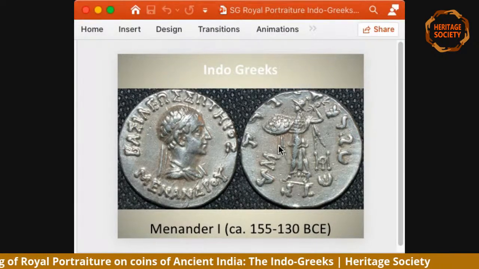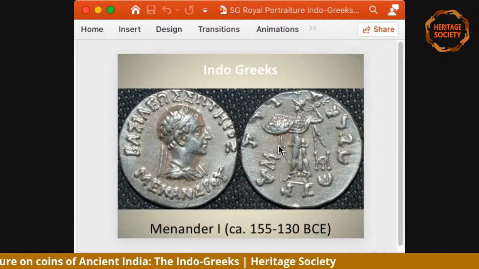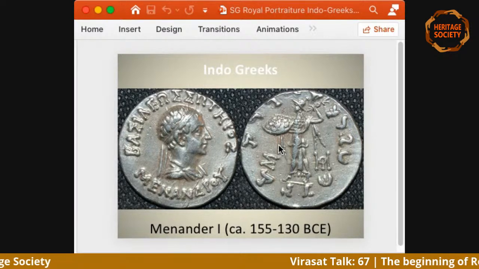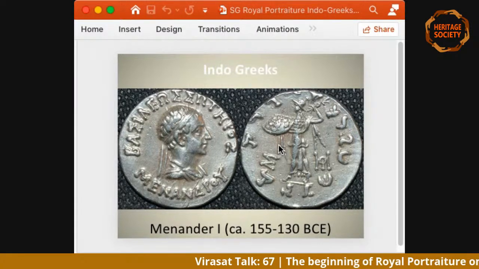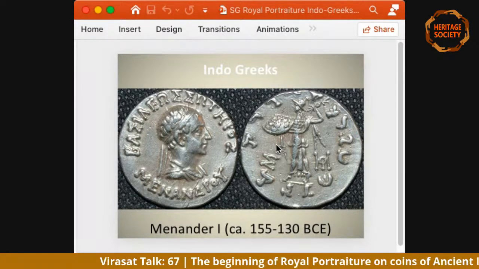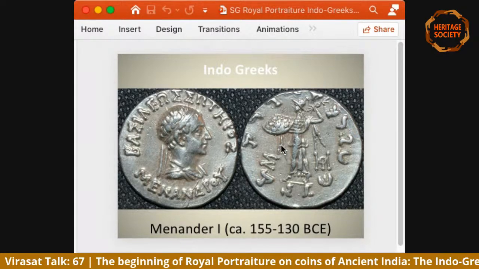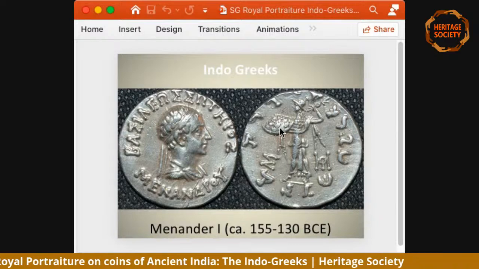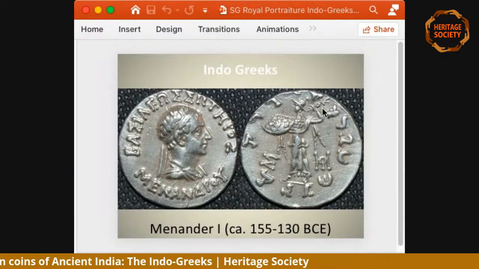Athena is a goddess of wisdom and warfare and handicrafts. And her Roman counterpart is the goddess Minerva. So goddess Athena is holding a shield in her left hand, and in the other hand holding a thunderbolt.